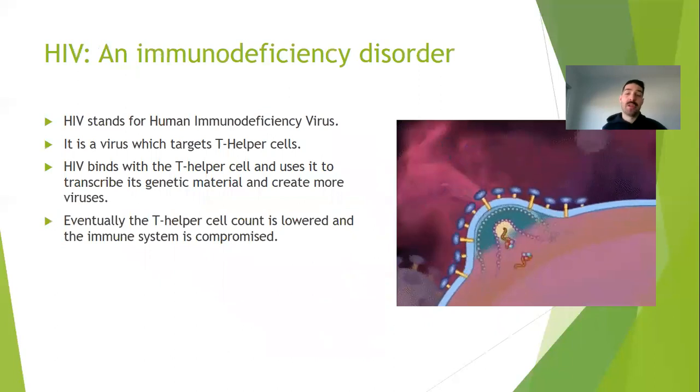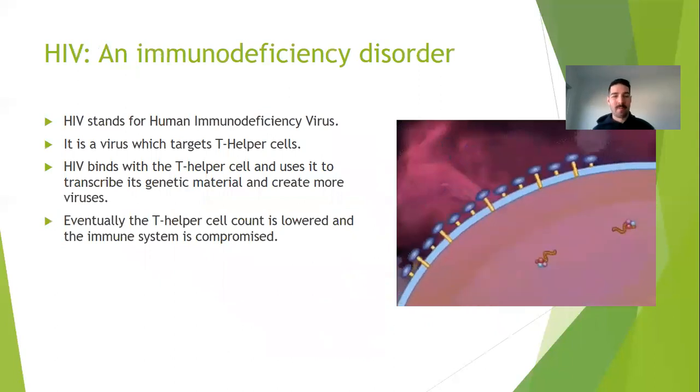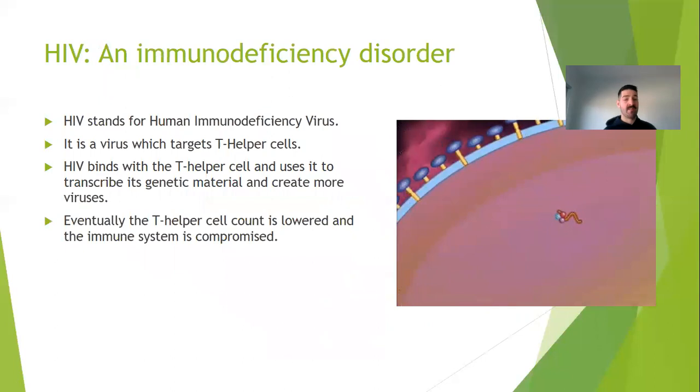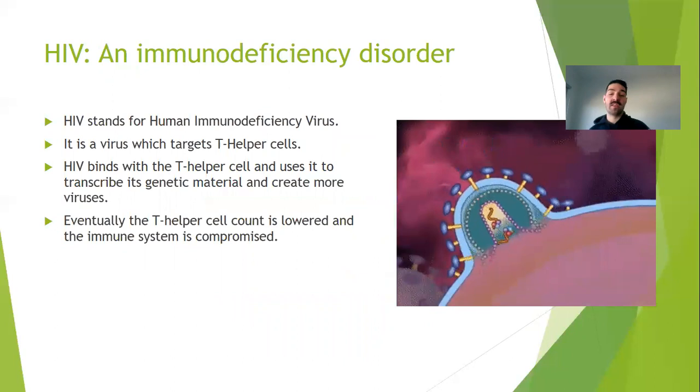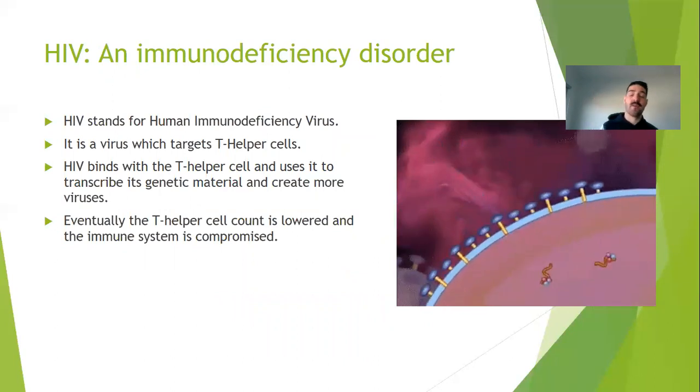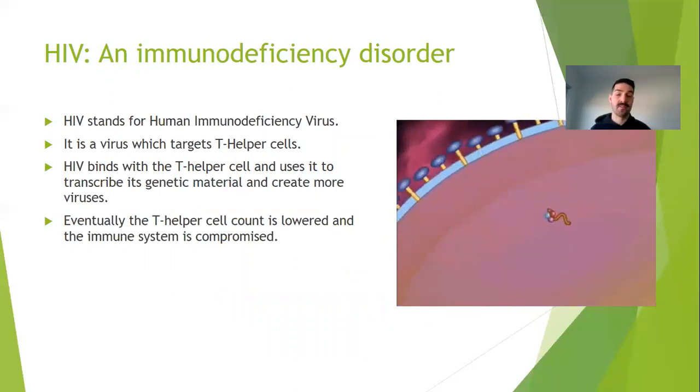An example of an immunodeficiency is HIV, and it's one we've probably all heard of before. Now, HIV actually stands for human immunodeficiency virus. So there's a key to remember: the I in HIV is for immunodeficiency, and it's an immunodeficiency disorder. It's a virus that particularly targets T helper cells. And we know T helper cells are really, really important because they go and help the rest of the cells and activate B cells and T cells.